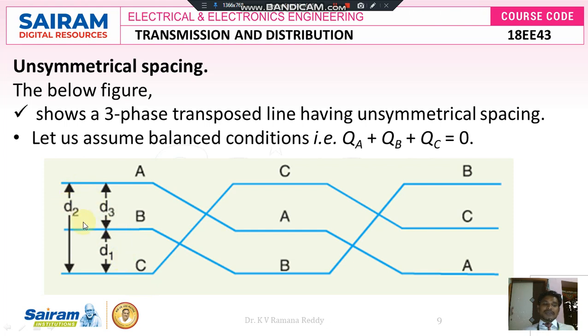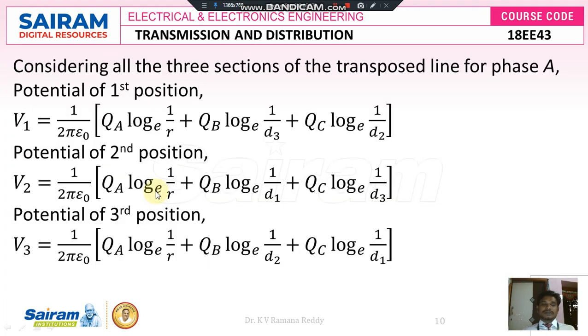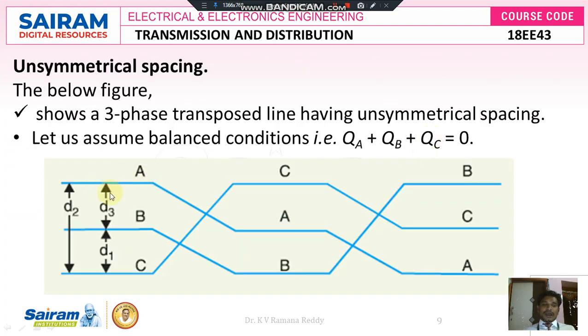In the earlier case, the distance from conductor A to B, B to C and C to A was d only. But here A to B it is d3, B to C it is d1 and C to A again it is d2. So it is unsymmetrical spacing between the three conductors. Now for unsymmetrical spacing of three conductors for a transposed line, conductor A at tower A at position 1 comes to position 2 at tower B, and then to position 3. So it is a transposed line.